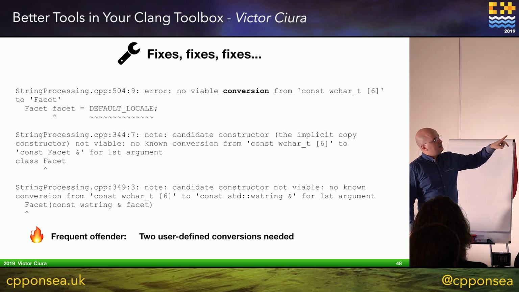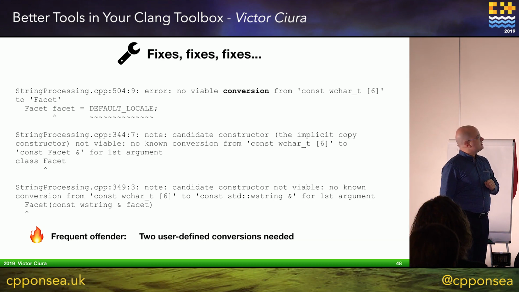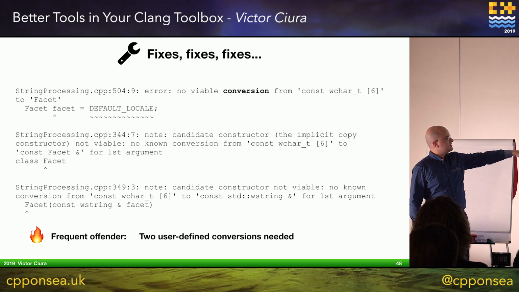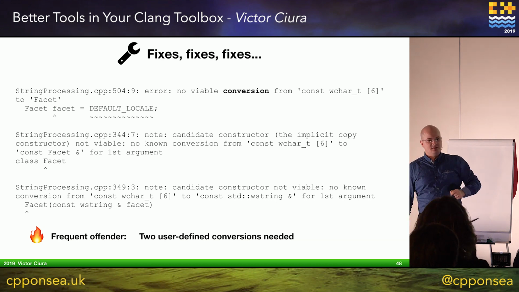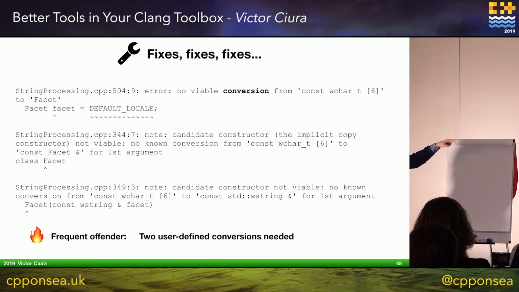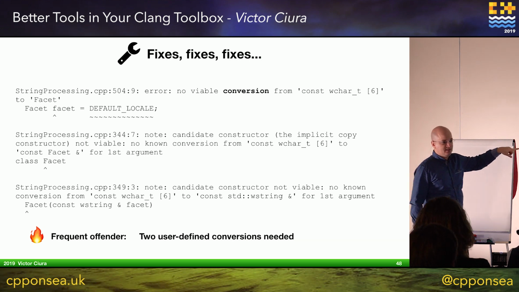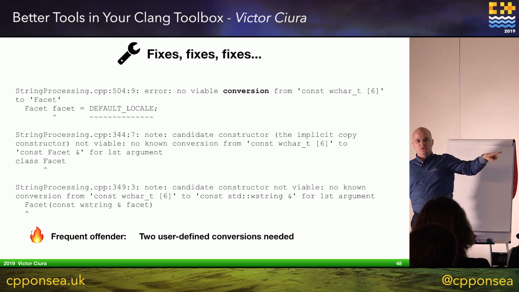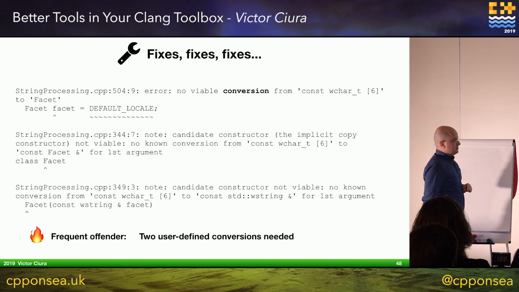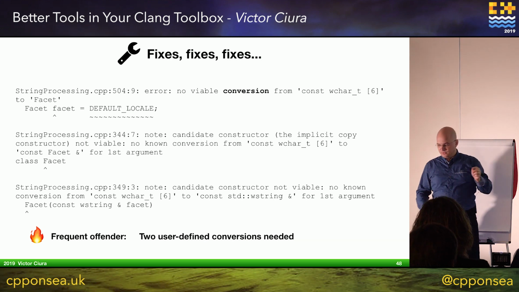A frequent offender again, double user-defined conversions. For example, here we're trying to get to a locale facet from an array of wide characters, and we have to pass through a double conversion, first through a standard string and then to get to a conversion constructor in the facet class. So we had lots of those, and Visual Studio happily accepts these double conversions that are disallowed by the standard. Under permissive minus, this will no longer fly, but under the old MSVC compiler, you will have lots of this.